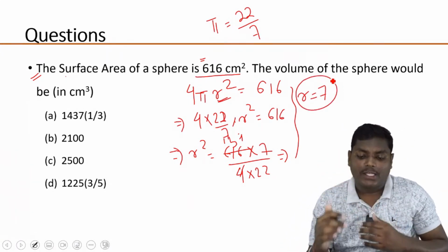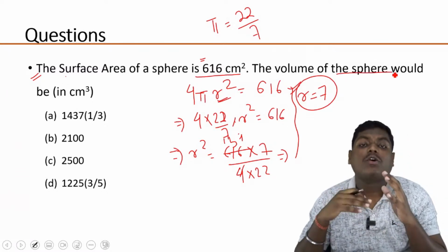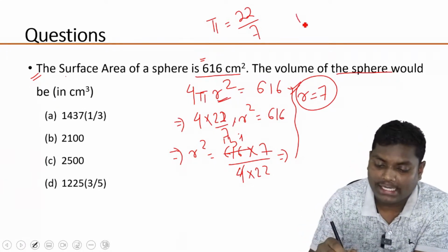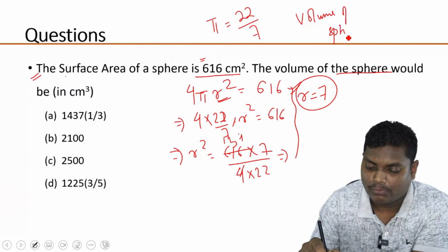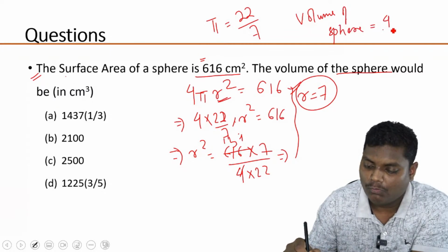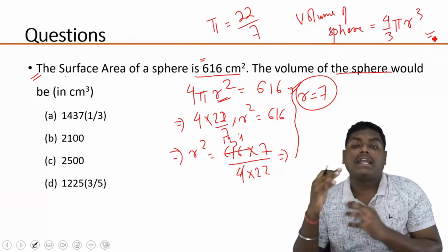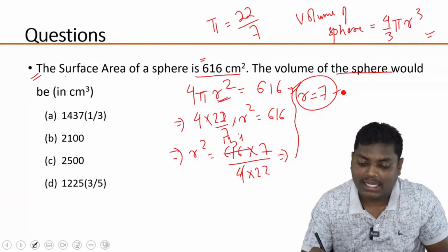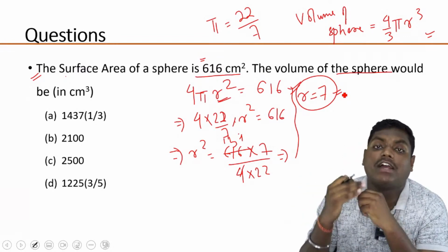Now using this radius r, you can find the volume of the sphere. How can you find that? We know that the volume of a sphere is given by 4 by 3 pi r cube. You have now got the radius, so you just substitute this r value and find it.